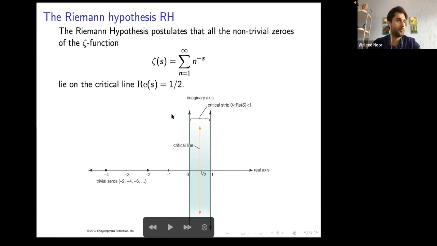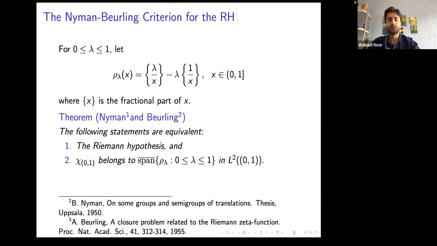But of course, we know that it has a meromorphic continuation, an analytic continuation to the whole of the complex plane with a pole at the point 1. So the Riemann hypothesis basically postulates that the zeros of this analytic continuation within this critical strip should all lie on the critical line. That's the Riemann hypothesis. Okay. So of course, the Riemann hypothesis is a very old, probably the most significant open problem in mathematics.